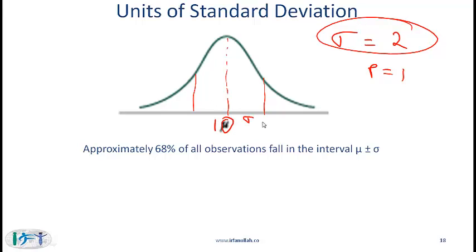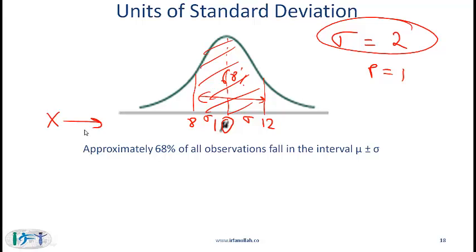So 1 standard deviation will take us to 12 on the right side of the mean and 8 on the left side of the mean. So this total area is 68% of the total area under the curve. In other words, 68% of the data will lie between 8 and 12. So this is a continuous random variable which spans from minus infinity to plus infinity, and 68% of all this data will lie between 8 and 12.